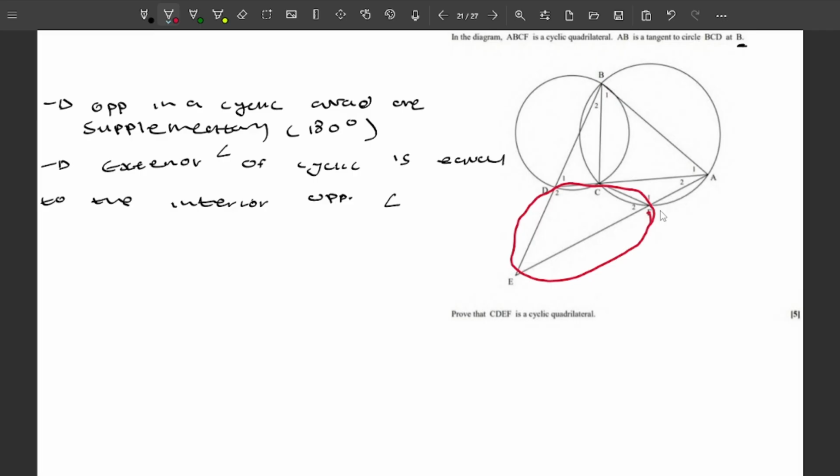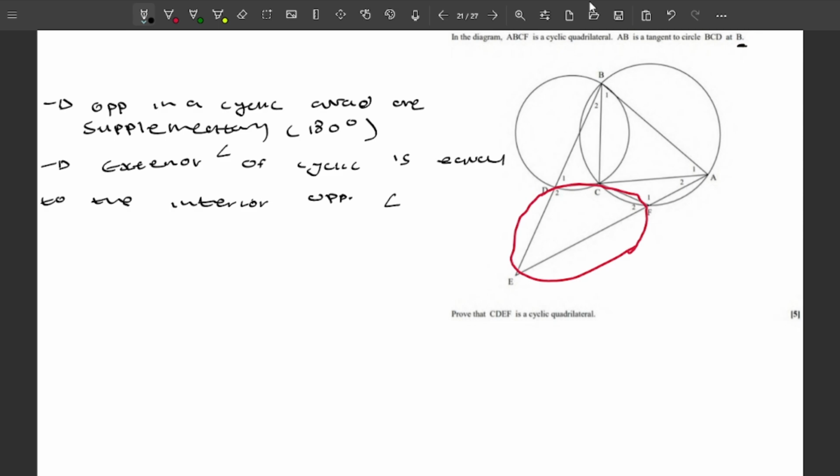The first thing that I would do is use the second one: the exterior angle of a cyclic quad is equal to the interior opposite angle. So how can I make F1 equal to D2? They have to have something in common. The first thing I notice is we have a cyclic quad, which is BCFA. This is the cyclic quad that I'm talking about.